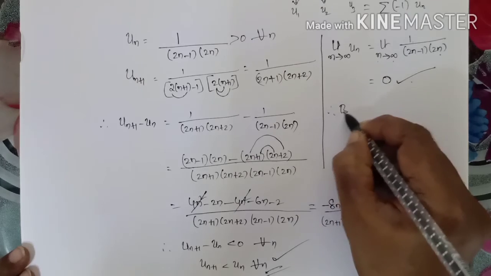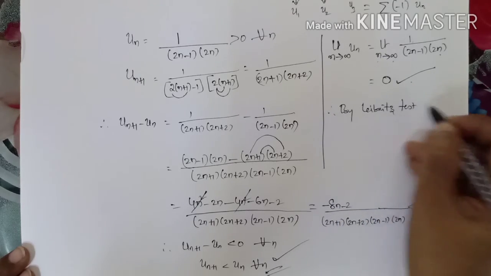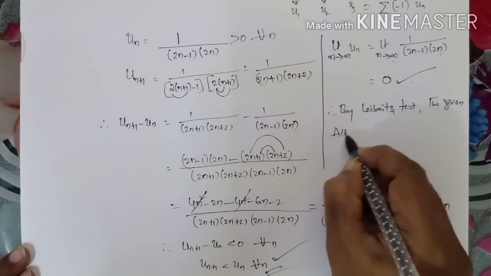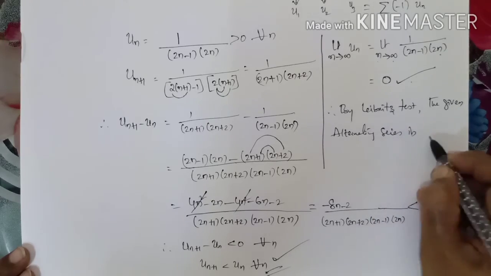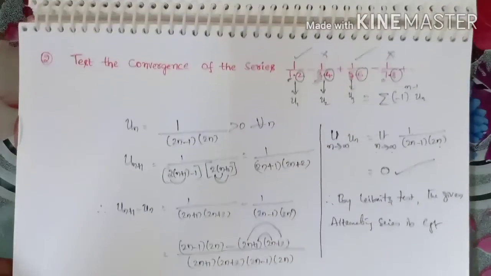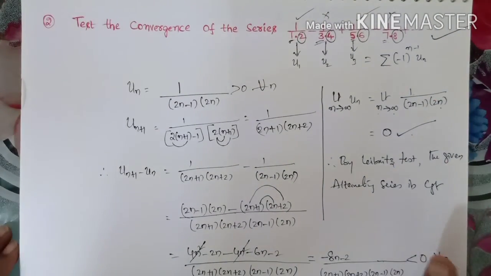Therefore, by Leibniz test, the given alternating series is convergent. Therefore, the given series is a convergent alternating series.